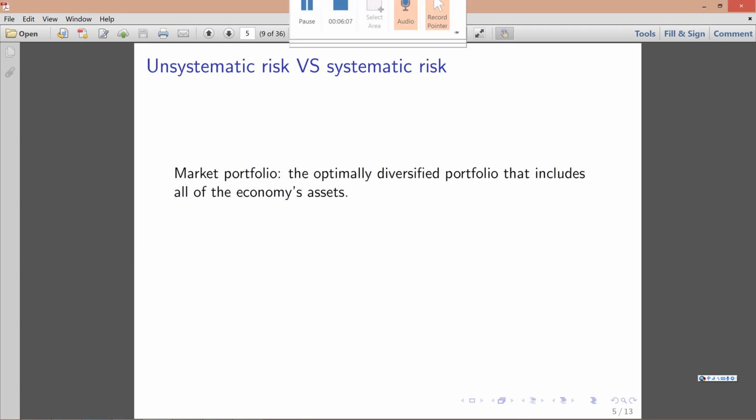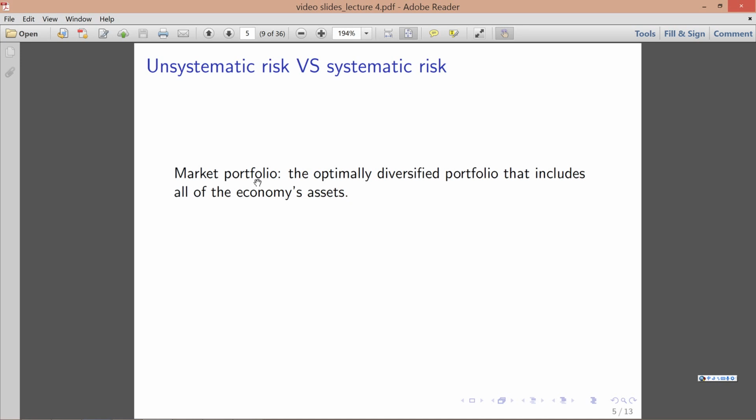So, what is systematic risk? We have learned that by combining different assets together into a portfolio, we get the diversification benefit. So if an investor wants to be optimally diversified, what he or she can do is to hold the market portfolio. It is the portfolio that includes all the economy's assets, and the weights are so carefully chosen so that the risk is minimized.